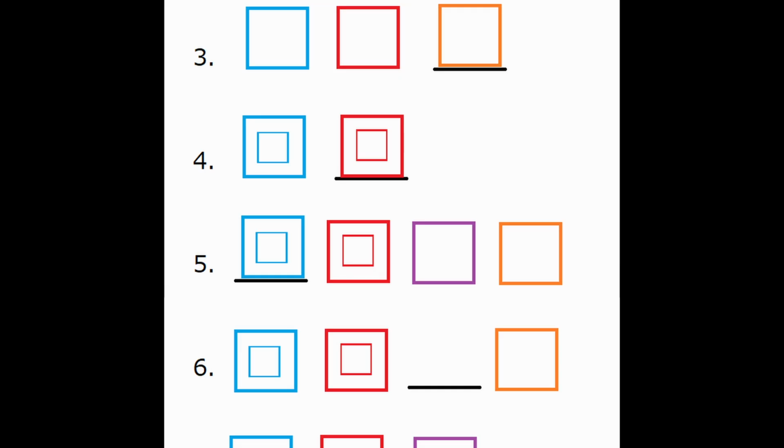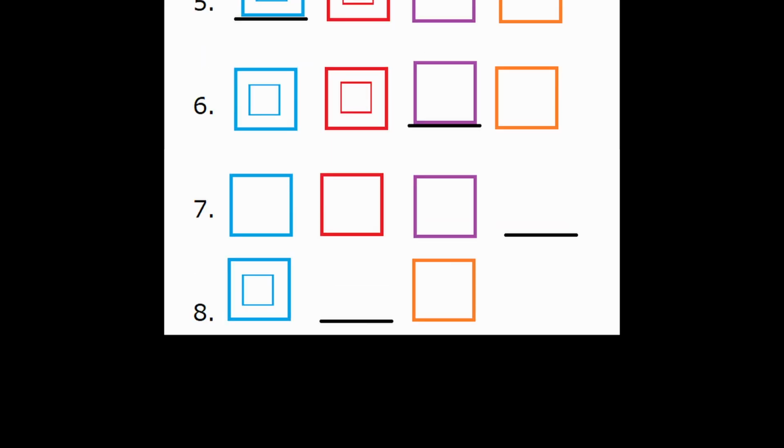Number 6, we again have double blue, double red. And the only one missing, well, it has to be purple, right? Because we may add a purple square, but if we do, it must directly precede the orange square according to rule number 5. On number 7, we have our blue square, red square. There is a purple, and then our blank is at the very end. Well, we know there's only one other color, so that has to be an orange square.